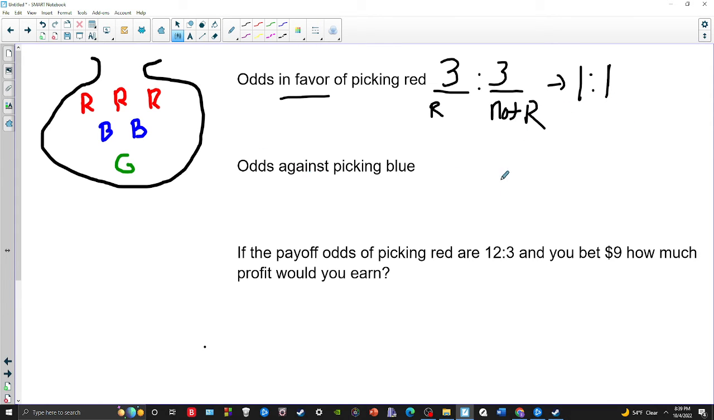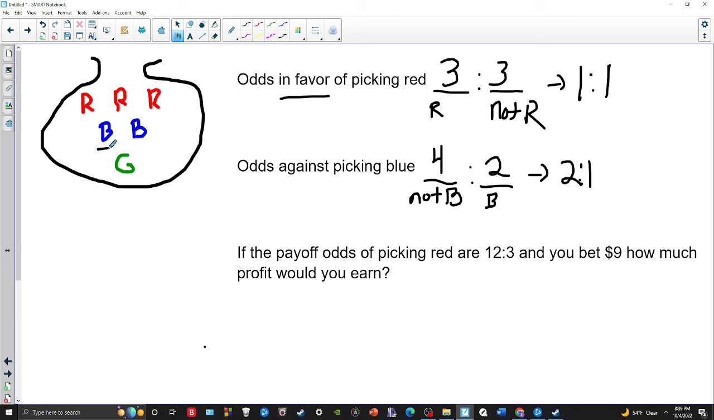Odds against is the same thing, but in reverse. So the odds against picking blue is you want the not stuff first, so not blue, and the good stuff last, blue. So how many not blues are there? Well, there's 1, 2, 3, 4 not blues. How many blues are there? Only 2. So the odds against picking blue is 2 to 1, right? 2 ways it can go wrong for every 1 way it can go right.